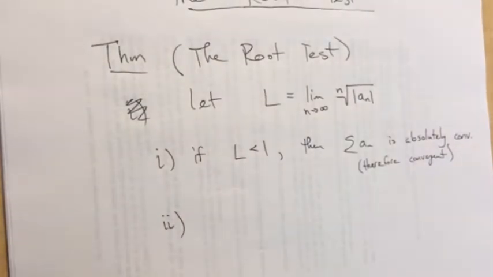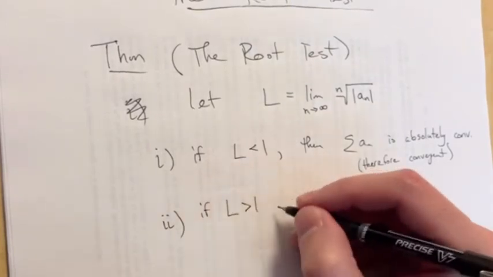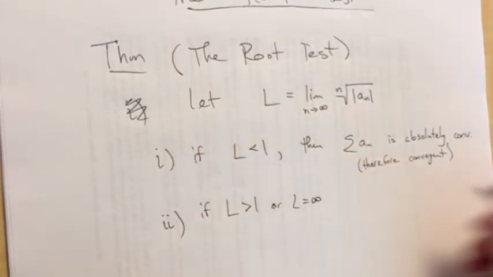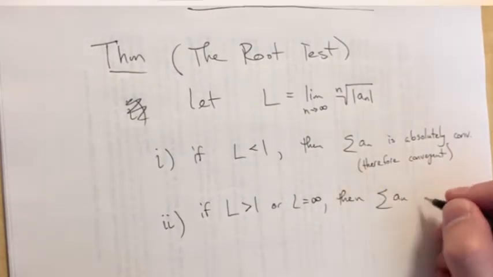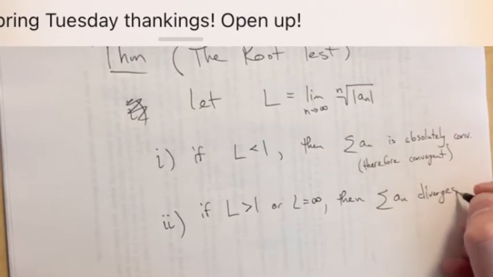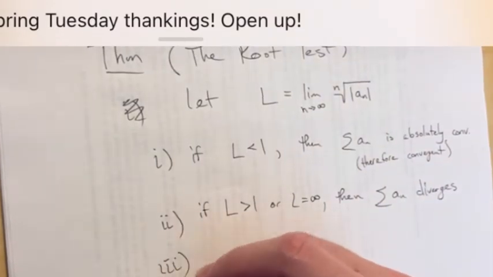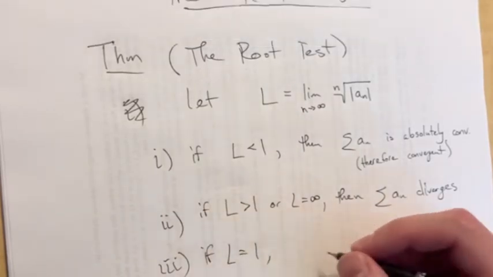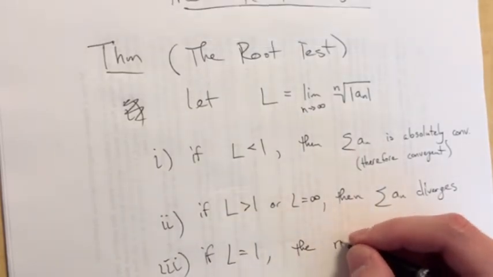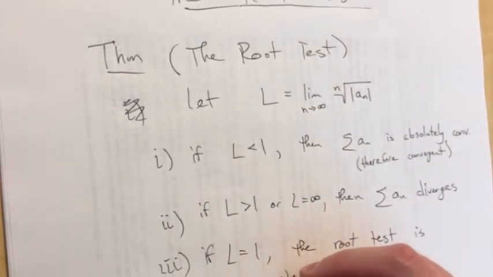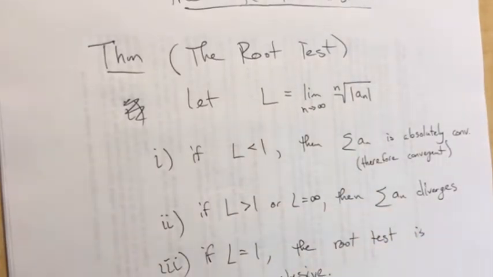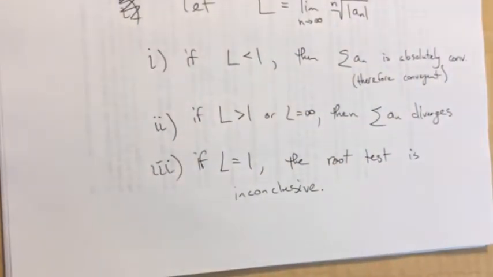Number 2, if the L is greater than 1, or the L is infinity, then it diverges. And 3 is if the L equals 1, then the root test is inconclusive. All right, sorry, I'm off the bottom. Then the root test is inconclusive if L equals 1. All right, this is called the root test.